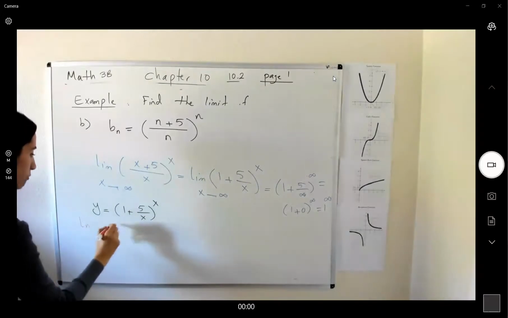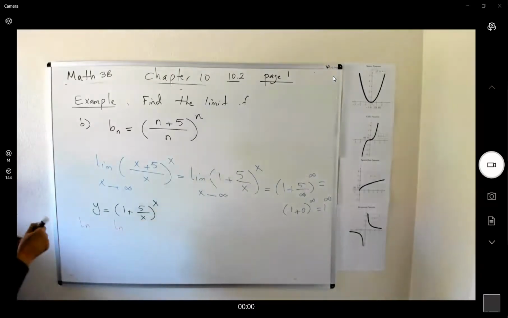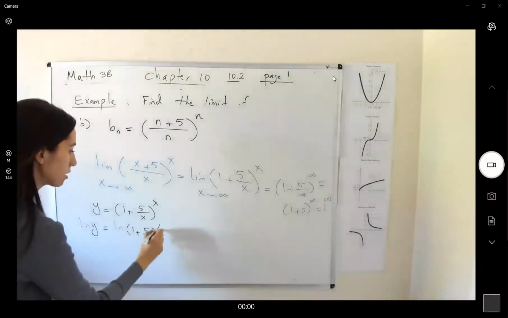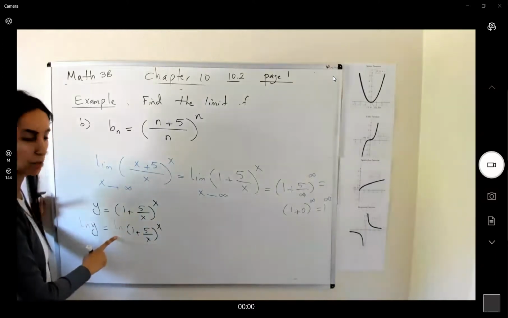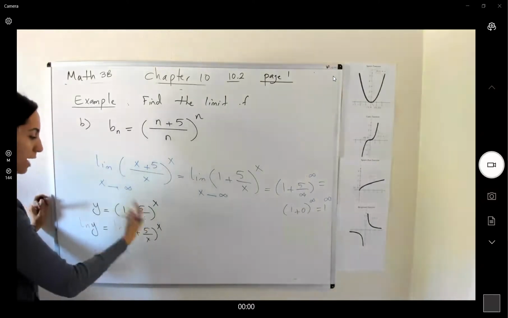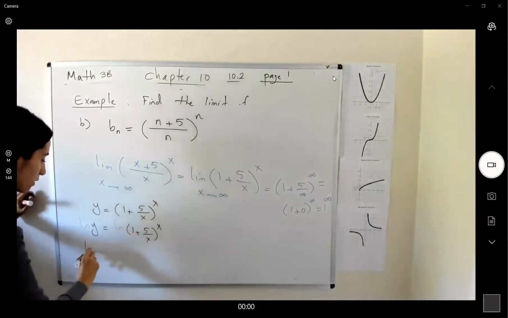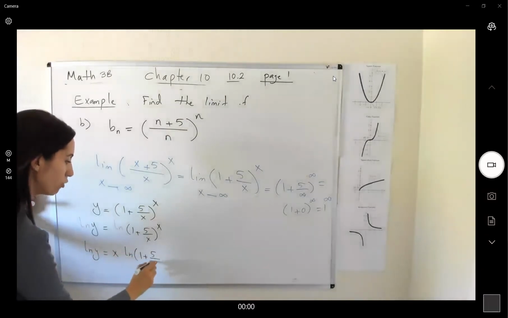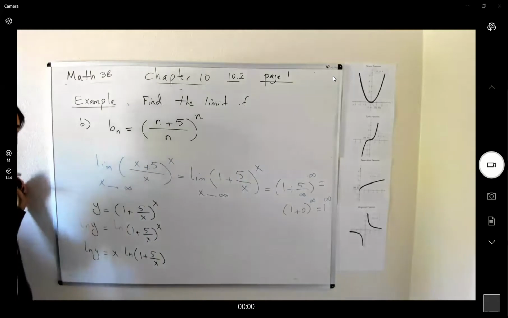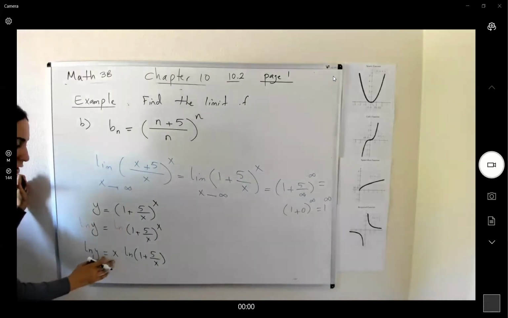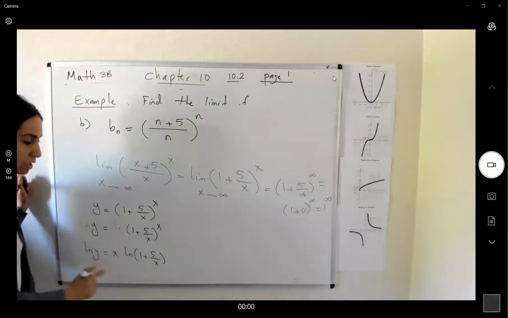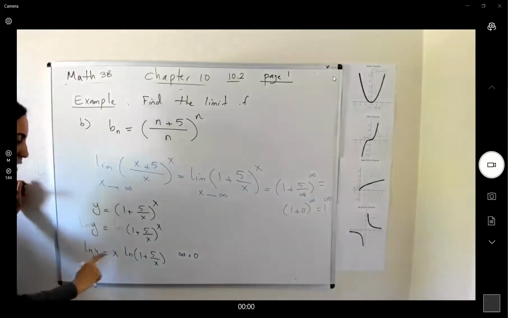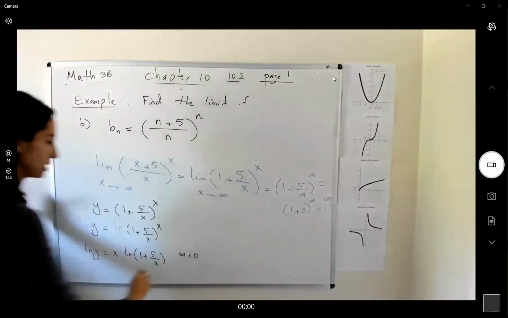You can take ln of both sides and say that ln of y is equal to ln of (1 plus 5 over x) raised to the x. Based on the properties of ln, I can take this exponent and write it in front of ln. So I have ln of y equals x times ln of (1 plus 5 over x). Now, if I take the limit, it's going to be infinity times ln of 1, which is 0. So it is infinity times 0. What can I do?